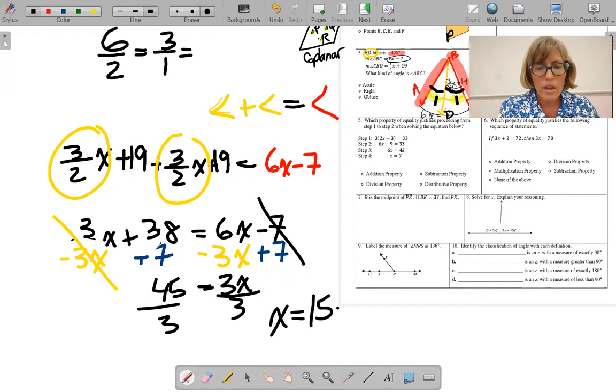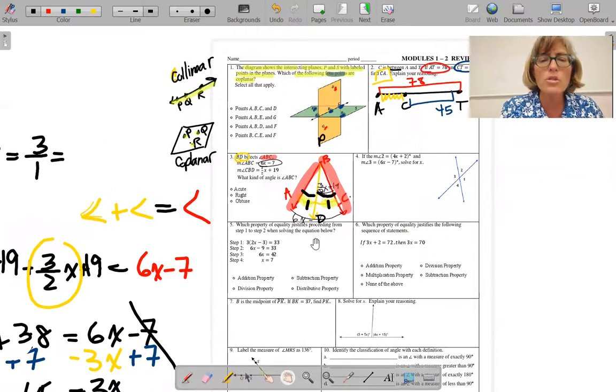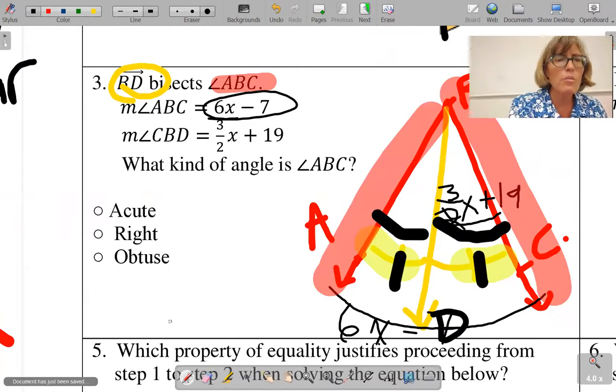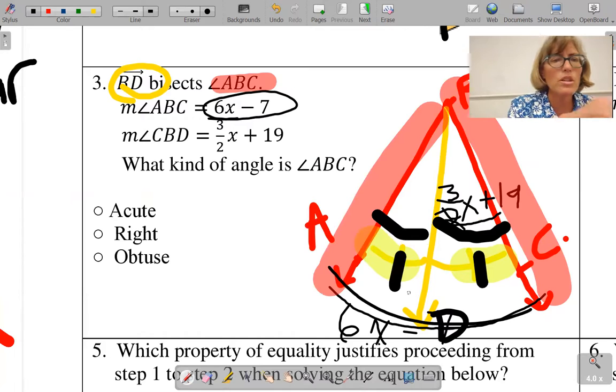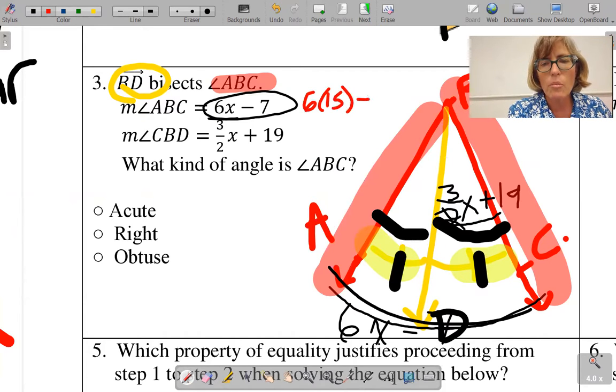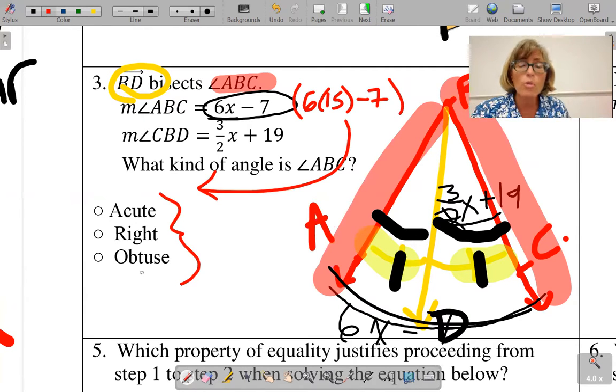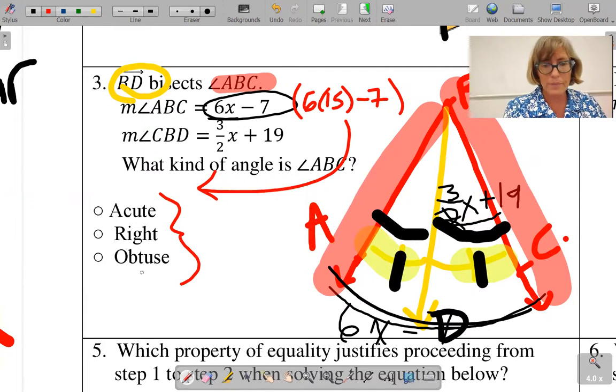Nowhere near done. So we take a look up here. If x equals 15, we look at A, B, C. So this is going to be 6 times 15 minus 7. And that's going to give you the answer on whether or not it's acute, right, or obtuse.